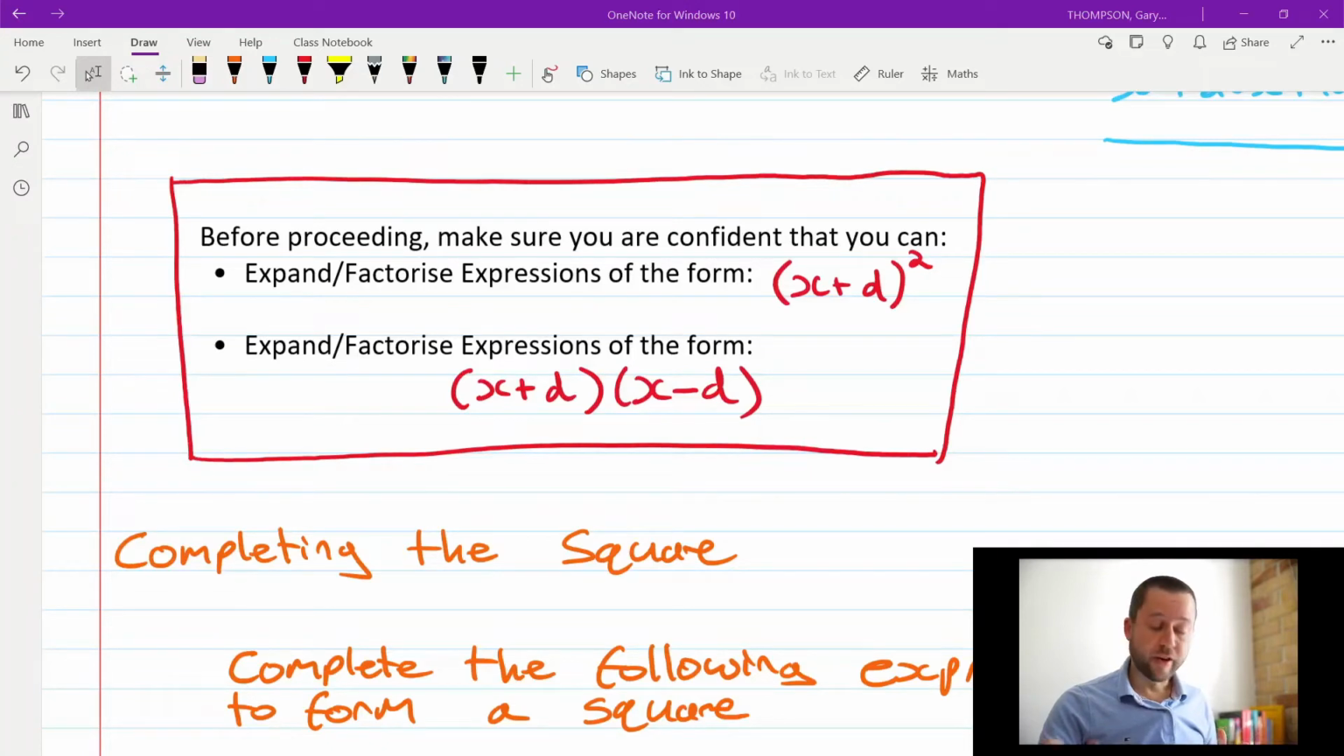For this particular video, now this is the second video of a two-part video. For this particular video, I'm going to be going into more detailed practice in completing the square and explaining completing the square in greater detail.